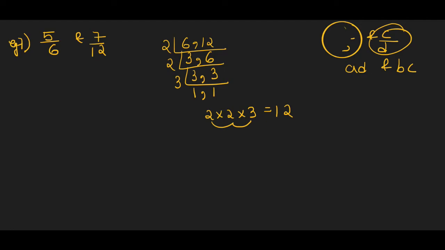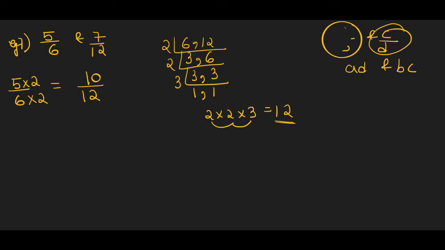So first we will convert these two, 5 upon 6 and 7 upon 12, into like fractions. And what will we do? The LCM is 12, so we will convert the denominator into 12. If you multiply 6 with 2, we will get the denominator as 12, and we need to multiply 5 with the same number, which is 2. So this is 10 upon 12.